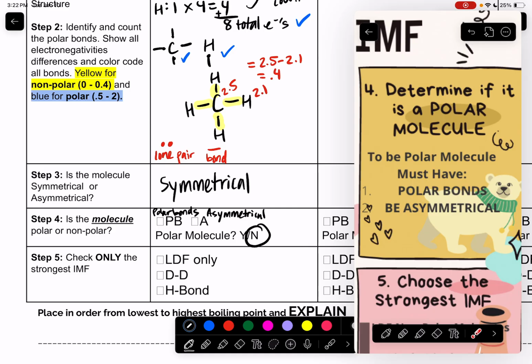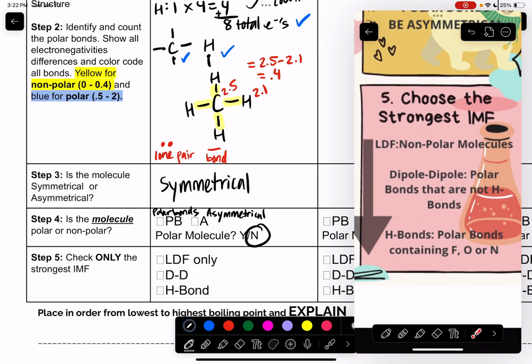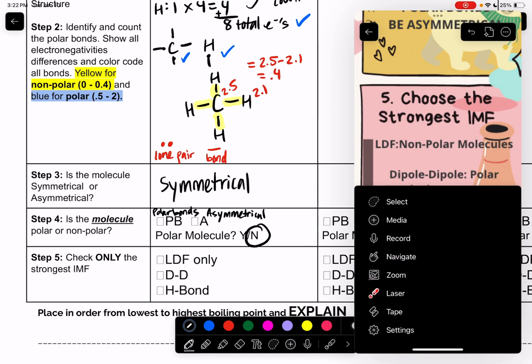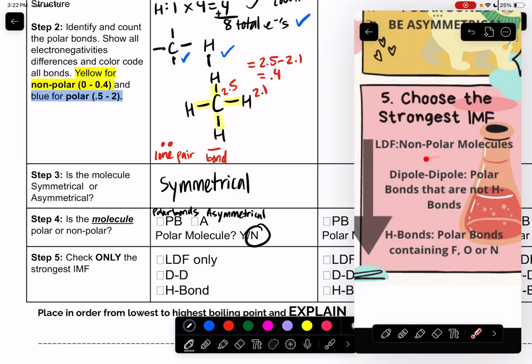And now the last step, which is choosing the strongest IMF. So we have 3 options, either LDF, dipole-dipole, or hydrogen bonds. But really we only have one option. Since we figured out that this is a non-polar molecule, that means that the strongest IMF that this could have is actually just LDF. So if it's a non-polar molecule, automatically the strongest IMF is LDF. We can't have dipole-dipole or hydrogen bonds. These are only for polar molecules. So our strongest IMF is LDF.